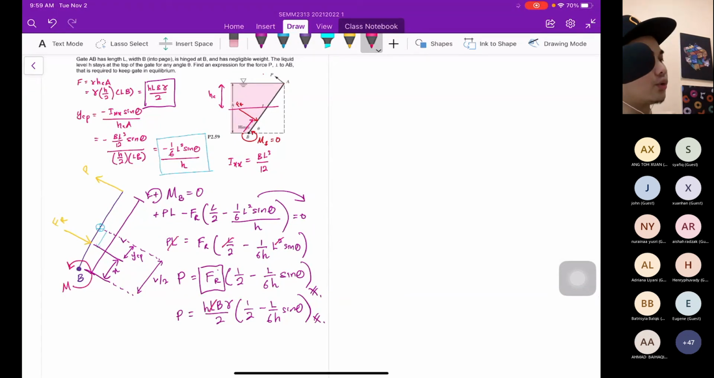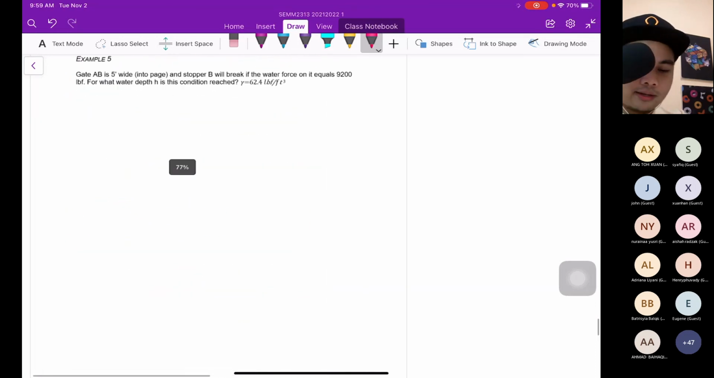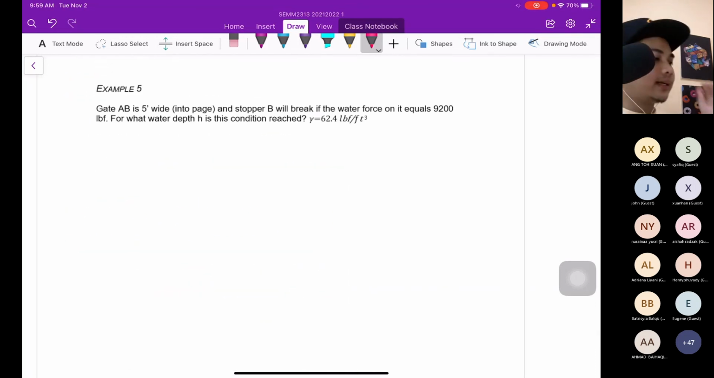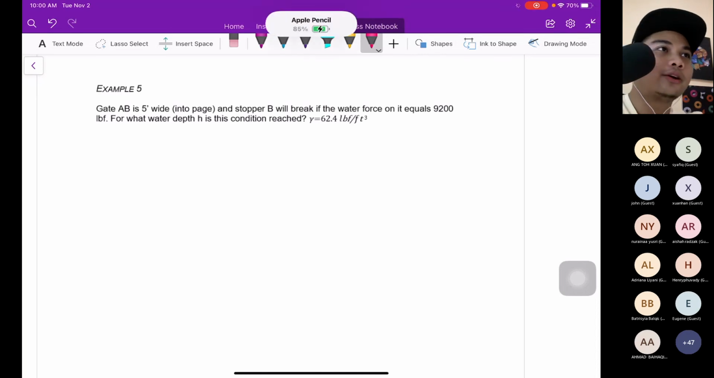I give you homework: example 8, example 5. This is the same thing, very easy. I will update the figure later. This is using the imperial unit, the English unit. I want to see whether you still remember how to convert, using feet and inches. I think that's all. Thank you very much for your time. I end my session with Assalamualaikum Warahmatullahi Wabarakatuh.